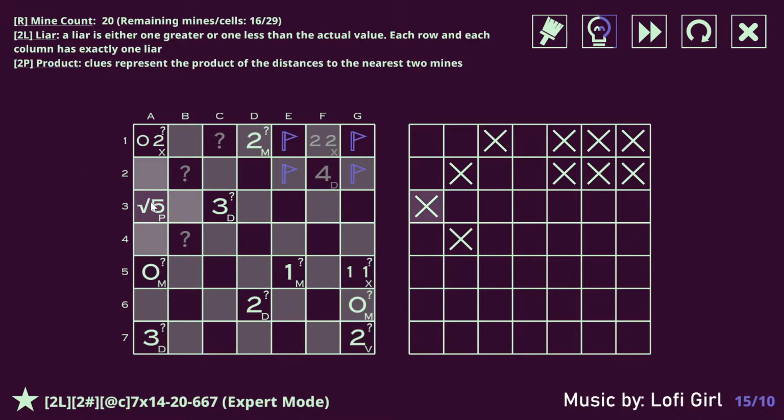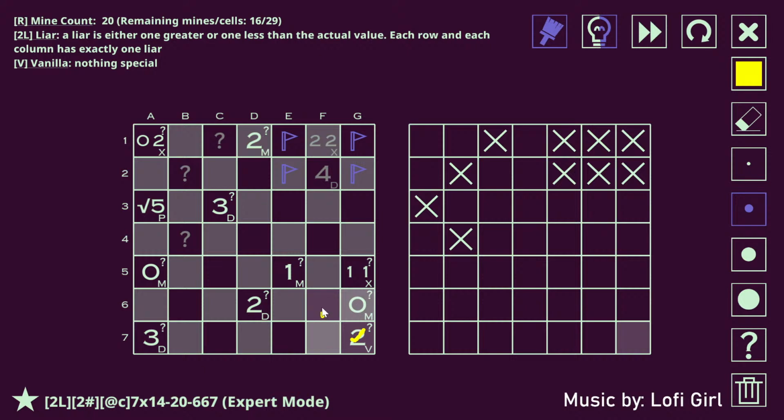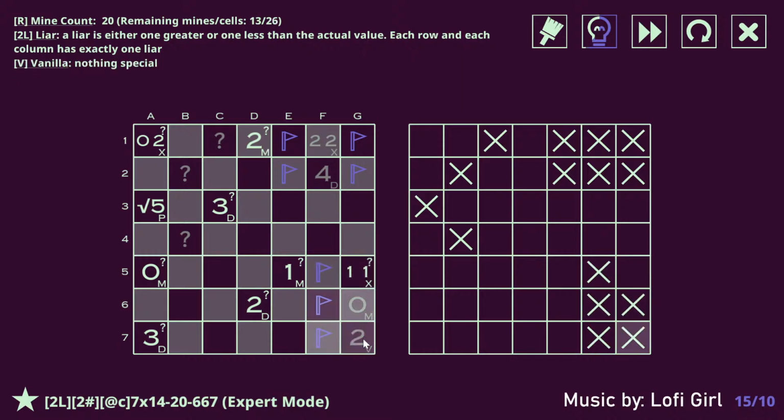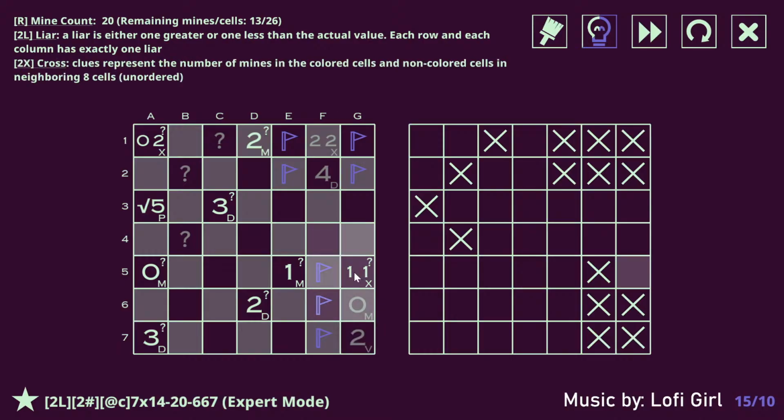Okay. This is either 0 or 1. But if this is true, then this has to be a 0, meaning that's a mine. If this is a liar, then this is also. But this is at least a 1, so this must actually be 3. That's telling the truth. All of these are lying.